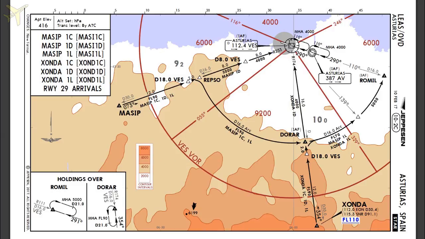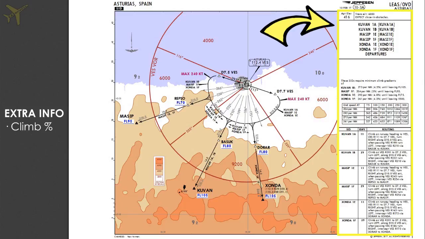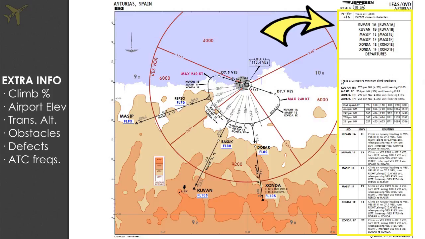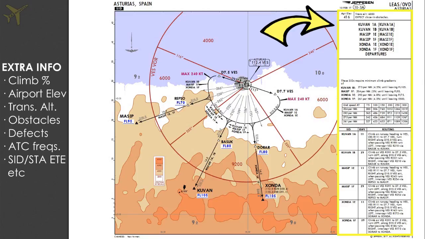We complete the chart by reading all the extra information inside the big boxes. These boxes may contain extra information about gradients of climb, airport elevation, transition altitude, possible obstacles, possible radio interferences, air traffic control frequencies, expected time of route according to ground speed, etc.